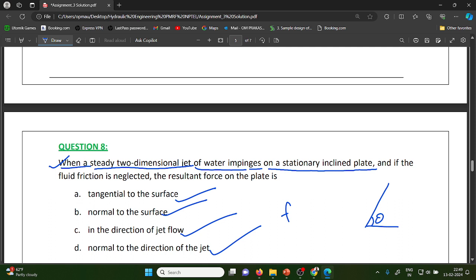Here one thing is written: fluid friction is neglected. This is the twist in this question. The fluid friction is neglected. Then your resultant force on the plate is what? Tangent to the surface, normal to the surface, in the direction of the jet, normal to the direction of the jet. Please think, then I will show the answer. You have 2 minutes for that.